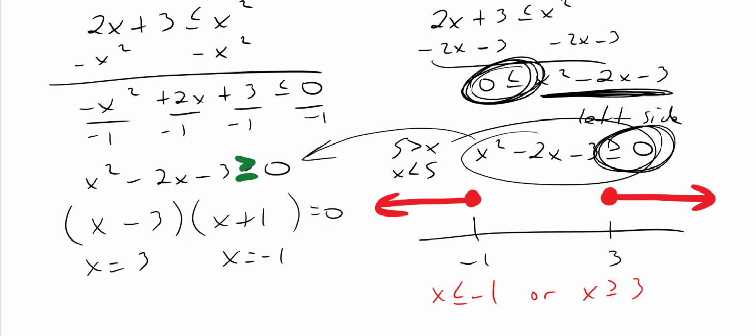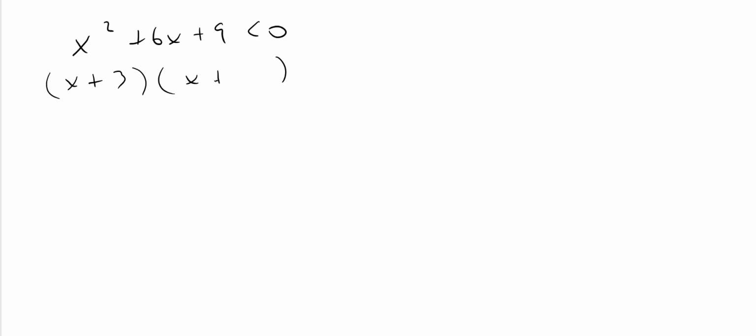Okay. I have two special cases, math fans. So let me do both of them. They're really pretty quick special cases. All right, so let's say I had x squared plus 6x plus 9 is less than 0. So you go ahead and factor. So you wind up getting x plus 3, x plus 3. And by the way, this is less than, so it's definitely a between problem.